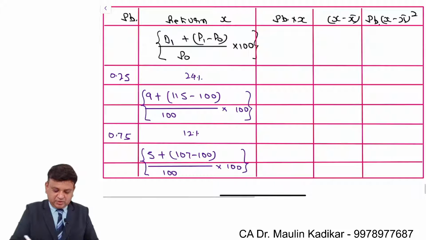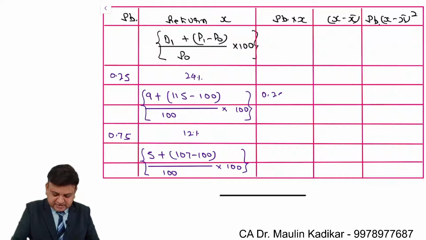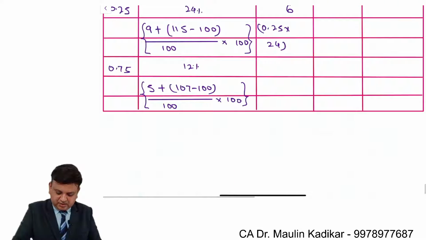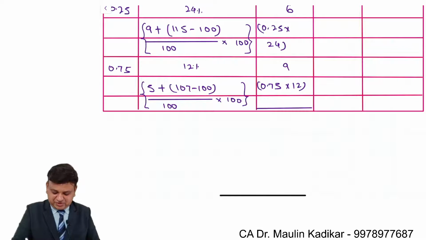So probability into return, so in that case what will happen? 25% chances, return is 24%. So in that case the answer is 6, and 75% chances that the return is 12%, that comes to 9. So 6 plus 9, that comes to 15%.